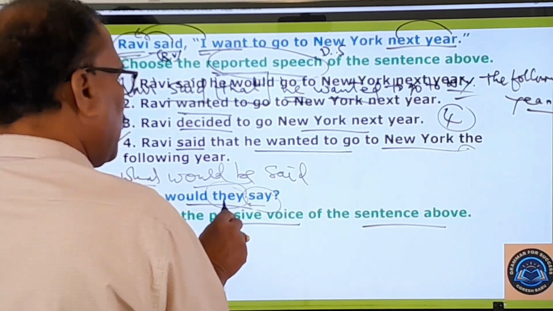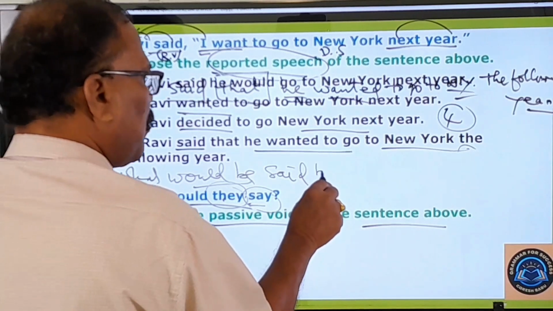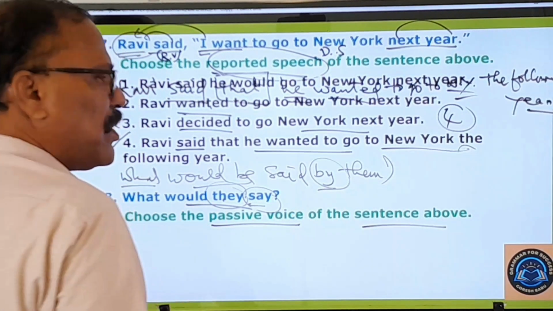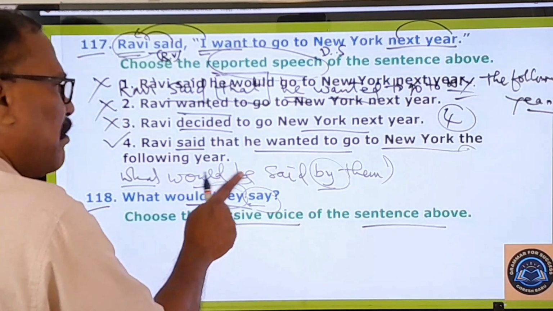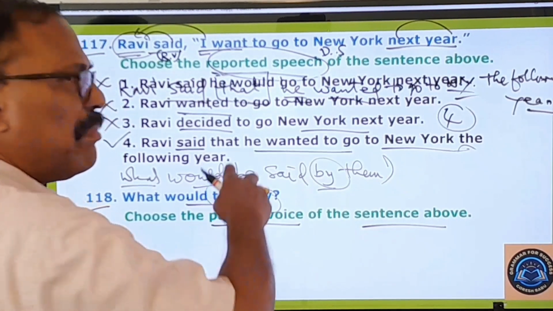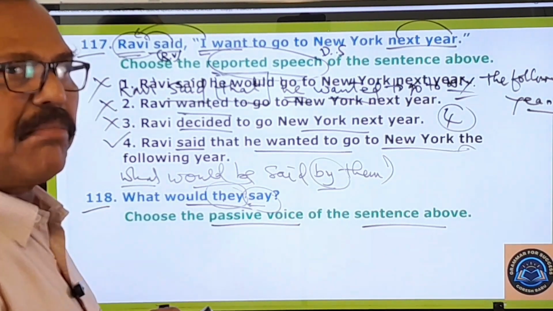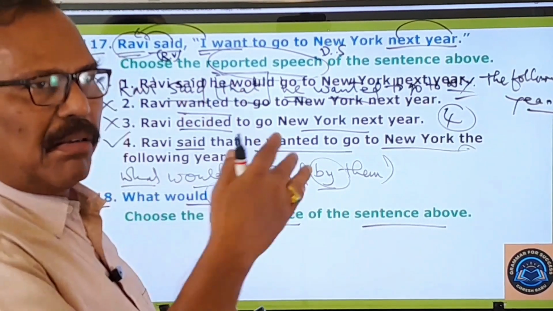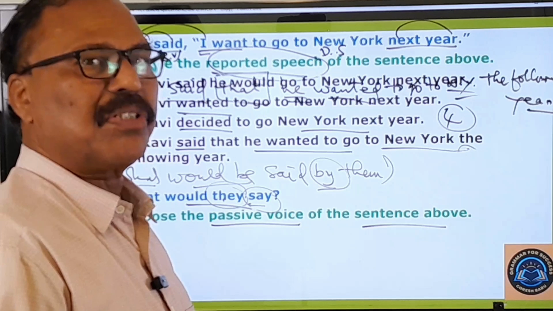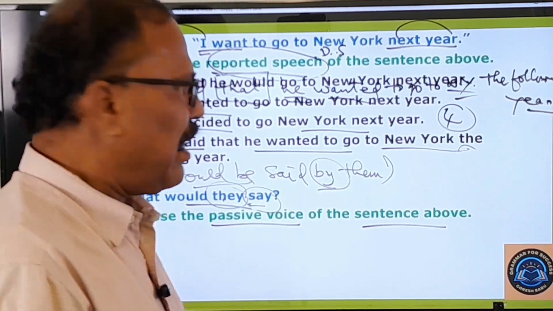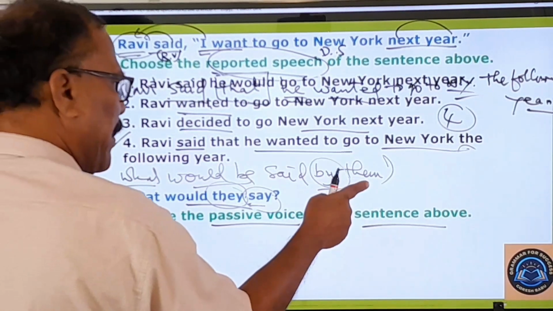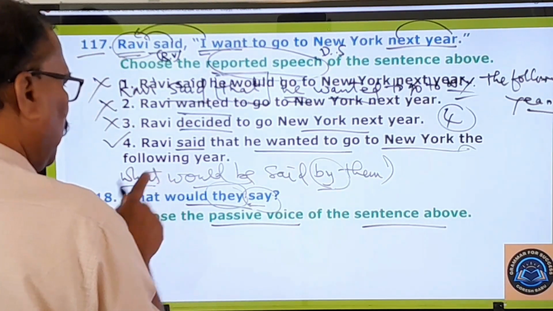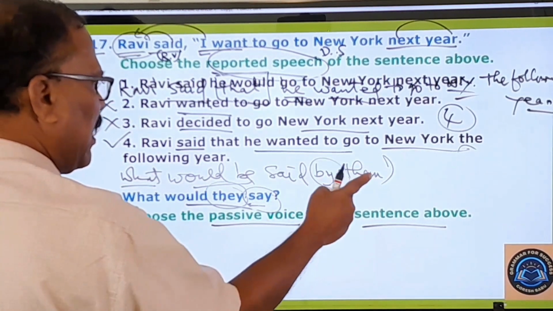Here this subject is there. To mention the subject, we use the preposition by. If there is he, by him. If there is she, by her. If there is I, by me. Something like that. I have given so many beautiful rules in all those 4 or 5 videos that I have made on voice. So what would be said by them? This must be your answer.